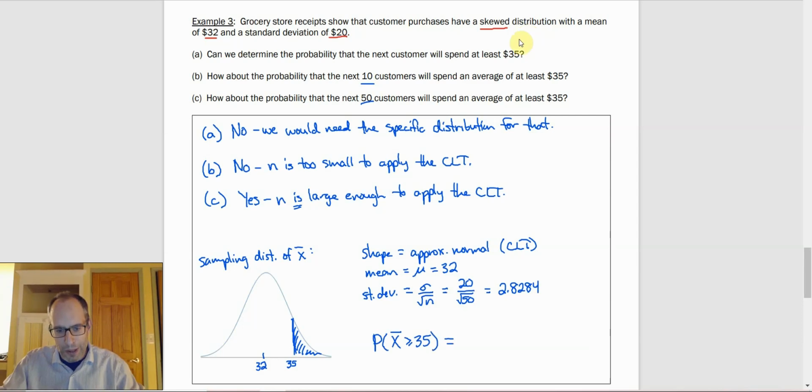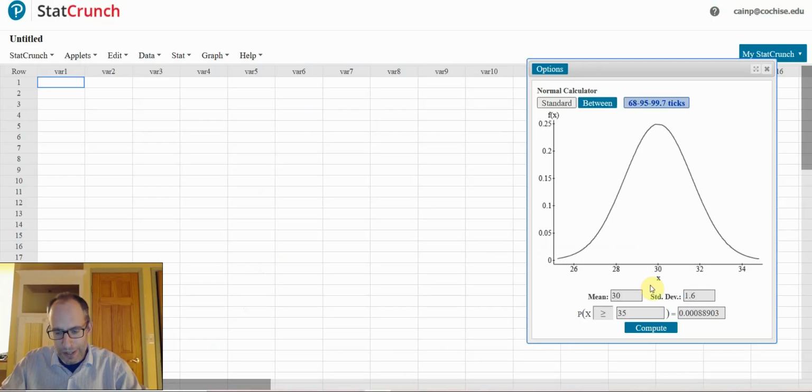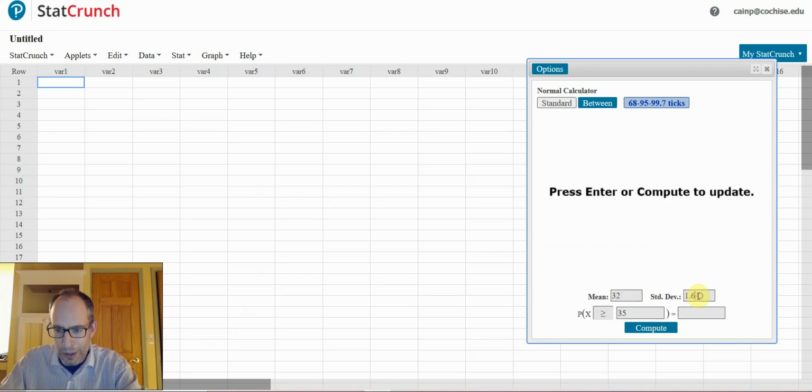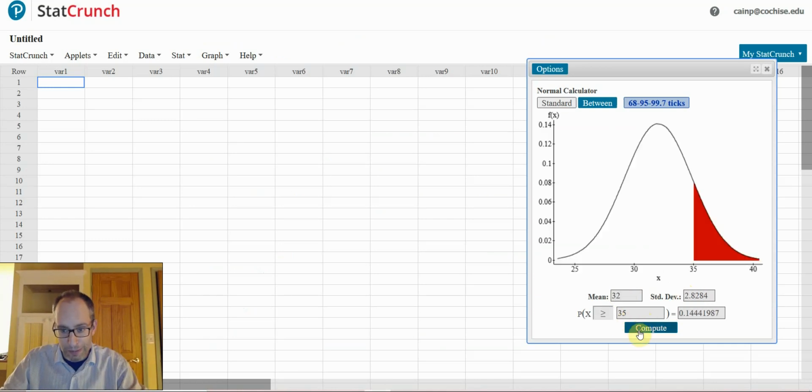Okay, so then we can go to StatCrunch, and our mean was 32. The standard deviation was 2.8284. And then this is the probability we want. If we compute it to 4 places, it's 0.1444. Okay.